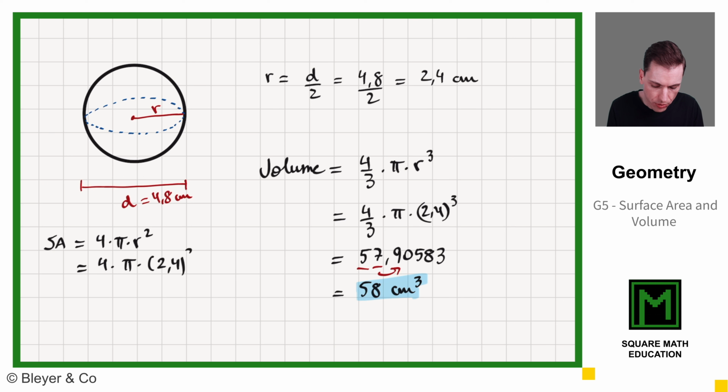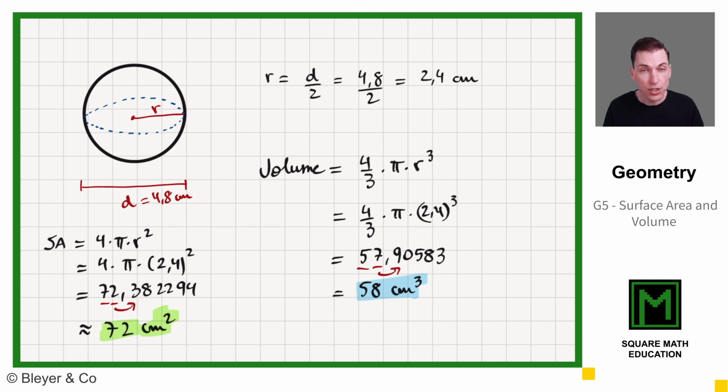The radius is 2.4. So let's take the calculator. 2.4 square times pi and times 4, and that's gonna give us 72.382294. Rounded to 2 significant digits, we're gonna get 72 square centimeter, and that is the surface area of a sphere.